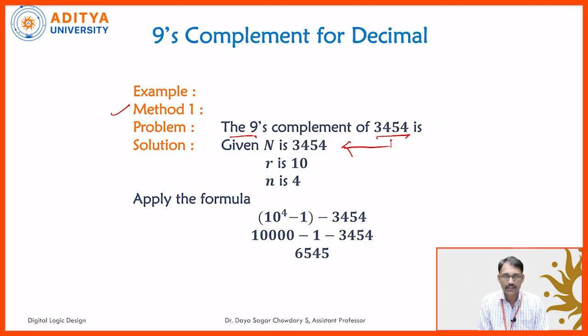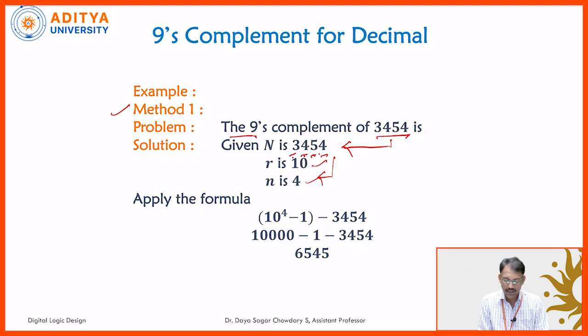So that means n is equal to 3454 and r is equal to 10. That means the radix is 10. Now n is 4. N is 4 means 3, 4, 5, 4: 1, 2, 3, 4. So likewise the 4 is the number of digits in the representation.